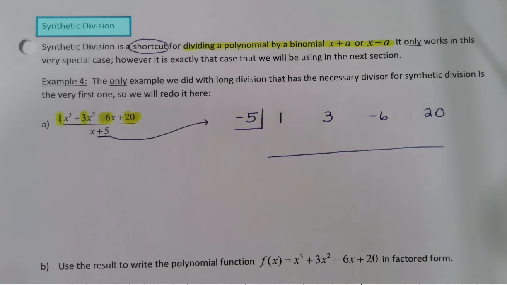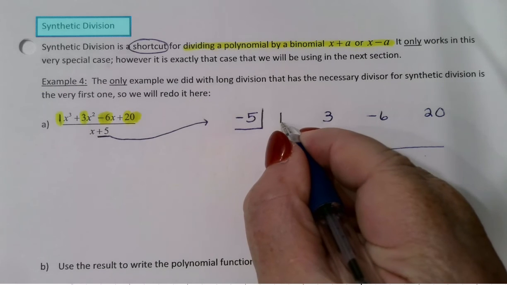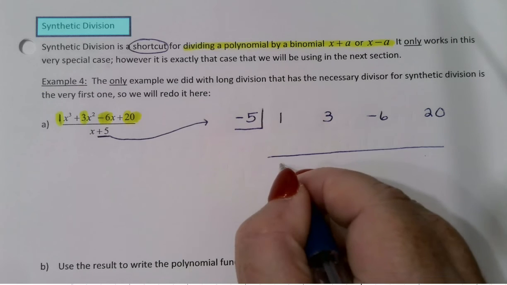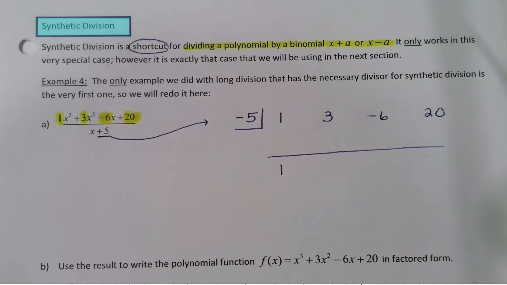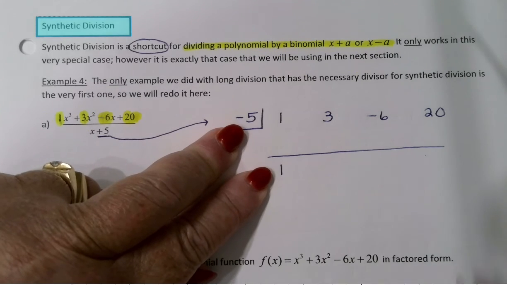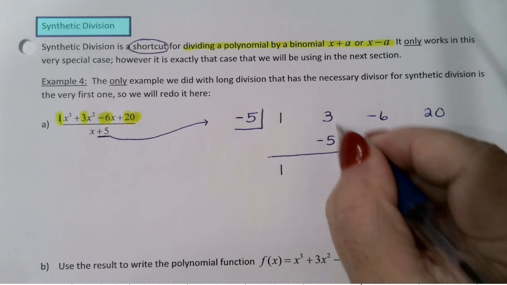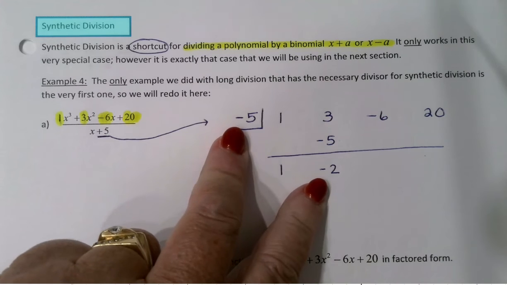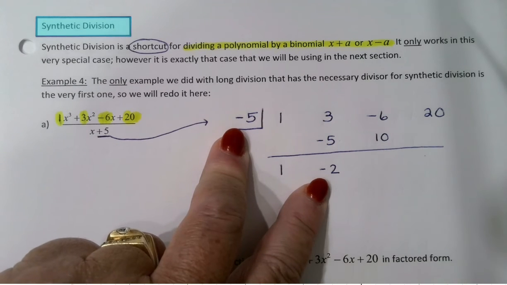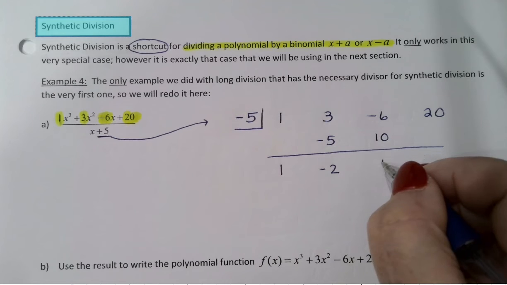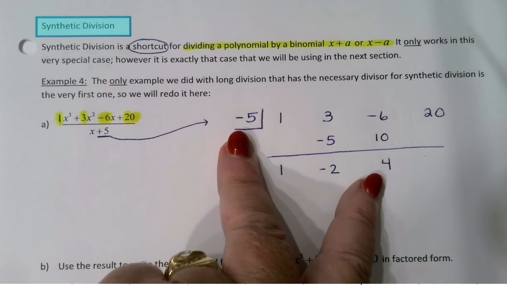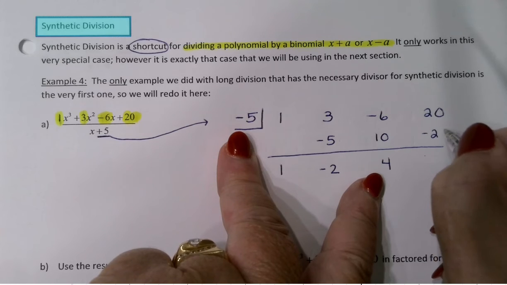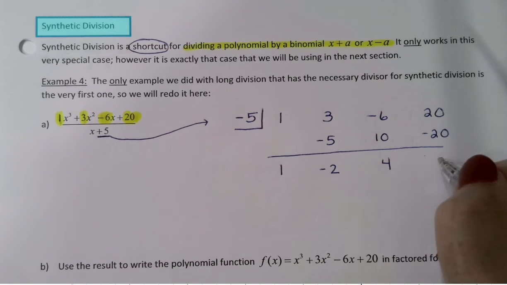Here's how the synthetic division process works. I start by just taking this first one and bringing it down below my line. And then from here, it's going to be multiply and add over and over again. So multiply, -5, add, -2. Multiply, +10, add 4. Multiply, -20, add 0.